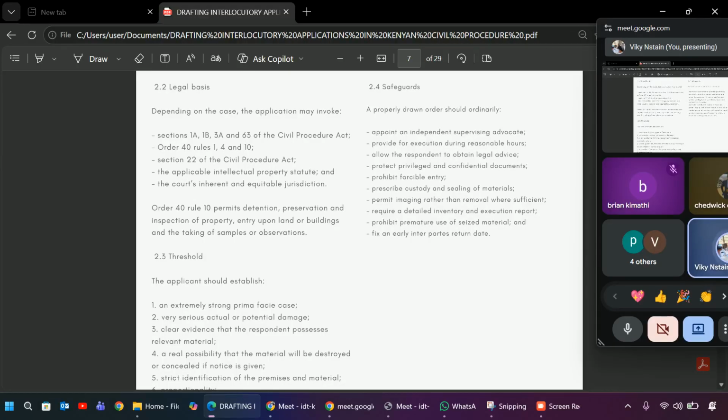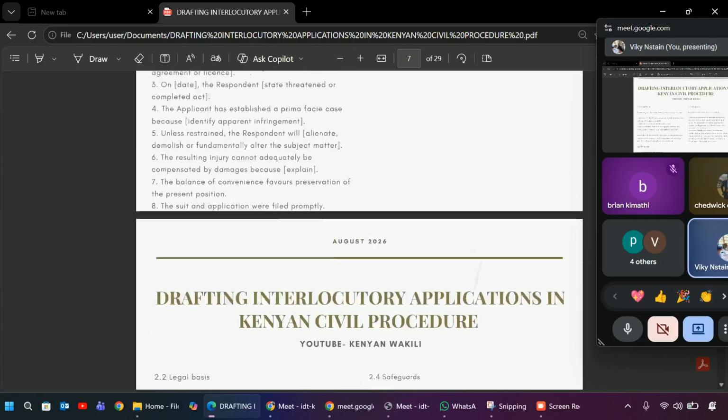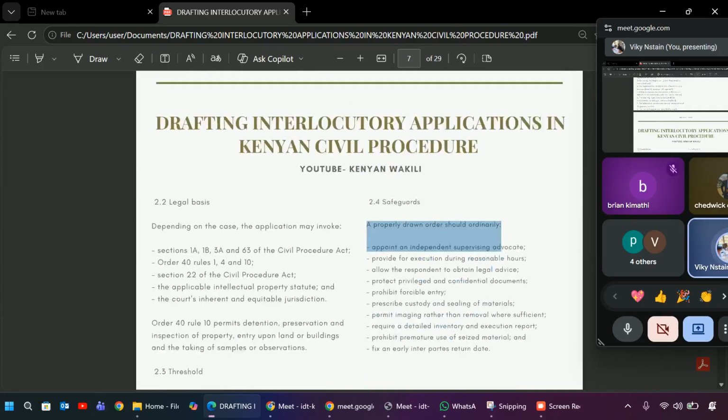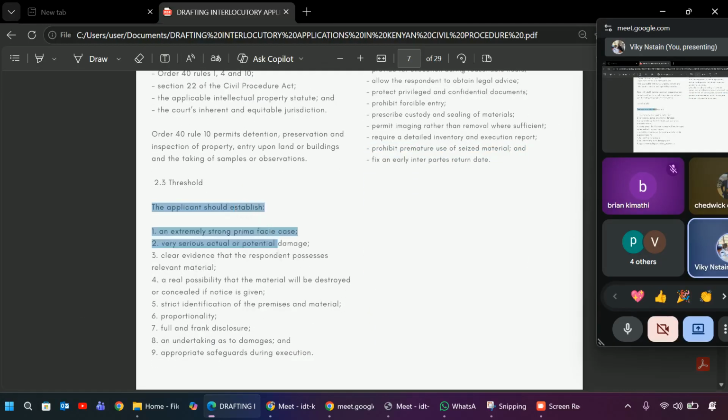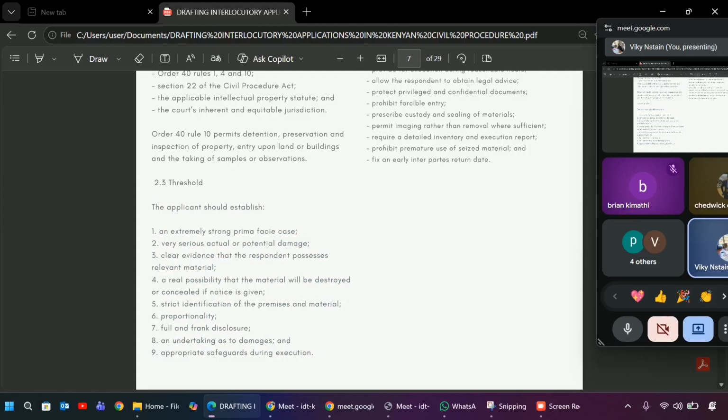Okay, so what is the threshold? This is the most important part to an examiner. So the applicant, whenever you're seeking an Anton-Pillar order, these are the grounds that you should stick to. The applicant should establish an extremely strong prima facie case, that very serious actual or potential damage is likely to occur, and give clear evidence that the respondent possesses relevant material, and that there is a real possibility that the material will be destroyed or concealed if notice is given.